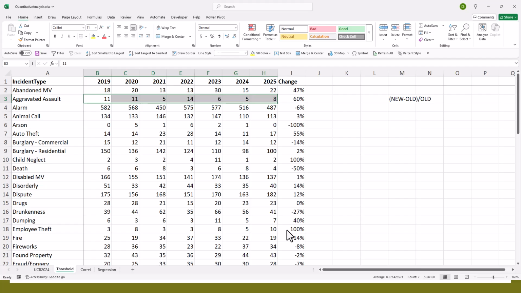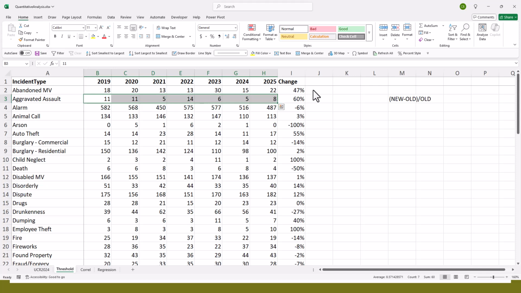When you look at that historical data, does 8 really seem all that out of place? Does 8 really stand out? Does 8 make you think that that's something you want to go to the chief and say, Chief, we have a 60% increase in aggravated assault? Yes, we do from the previous year, but looking at the historical data, 8 really is kind of normal, right?